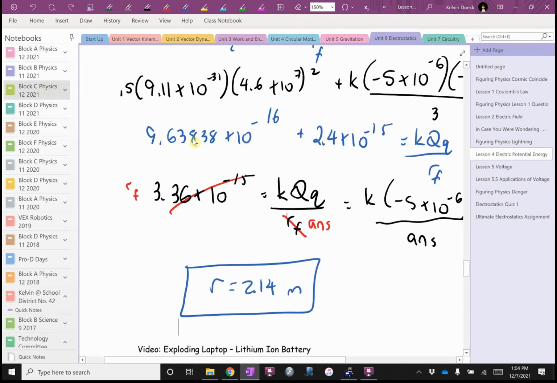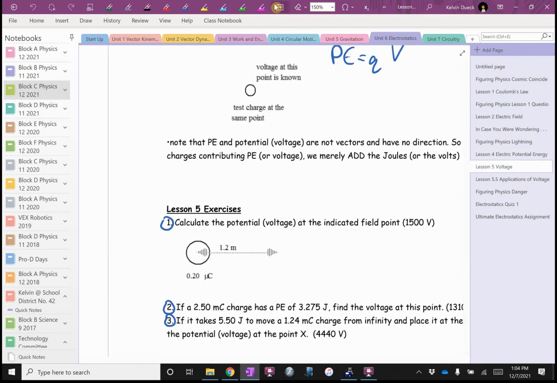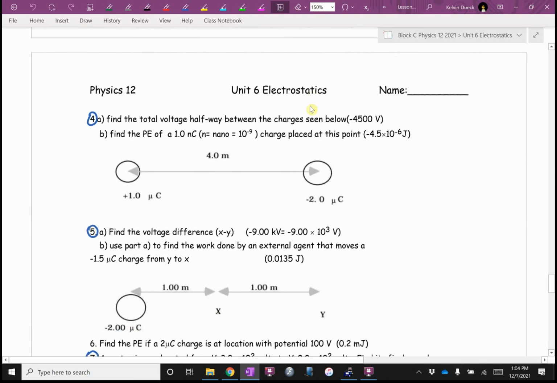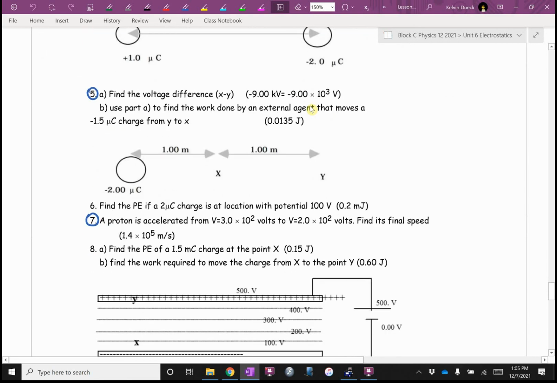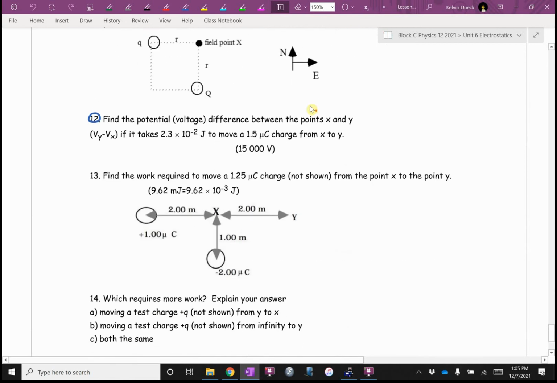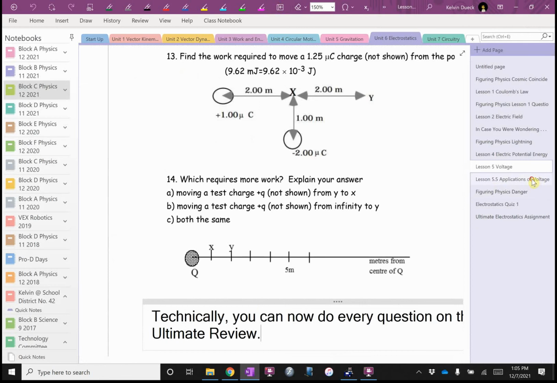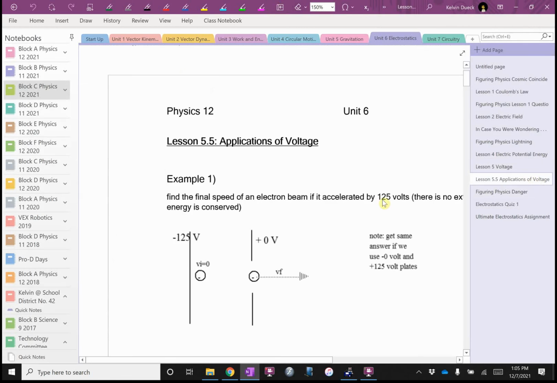What's your homework? Here's what I assigned my block C's. Number 1, 2, 3, 4, 5. Skip 6, 7 is good. Skip 8, skip 9. Skip 10. 12 is good. There is no 11. You can skip 13. You can skip 14. Technically, this also means that you can now do every question on the ultimate review, because I know some of you like to get started. Although I'm going to talk about a few obscure examples tomorrow. I called it lesson 5.5, and we'll also explain how TVs used to work.